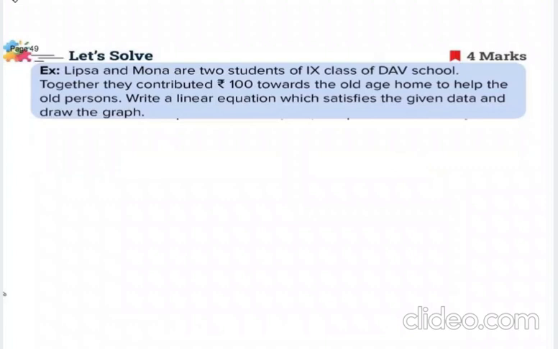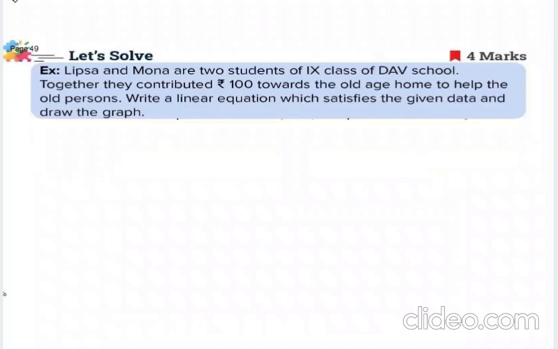Lipsa and Mona are two students of ninth class of DAV school. Together, they contributed rupees 100 towards the old age home to help the old people. Write a linear equation which will satisfy the given data and draw a graph also. So, you have to draw a graph and we have to write a linear equation.